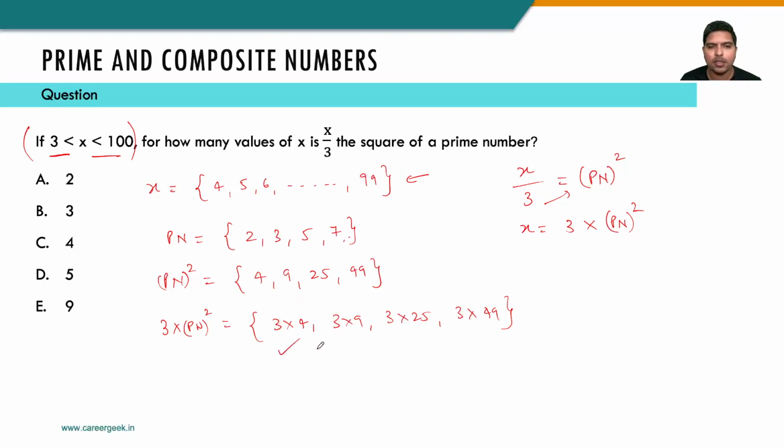So 3 into 4 falls, 3 into 9 definitely falls. 3 into 25, 75, right? This definitely falls. 3 multiplied by 49, this does not. This is greater than 100. So how many values? 3 values of x are possible.